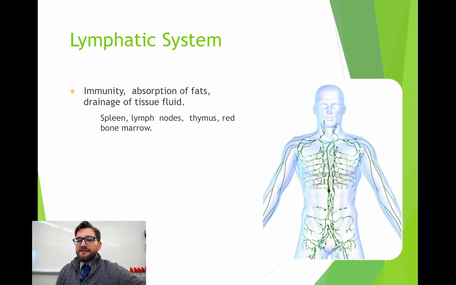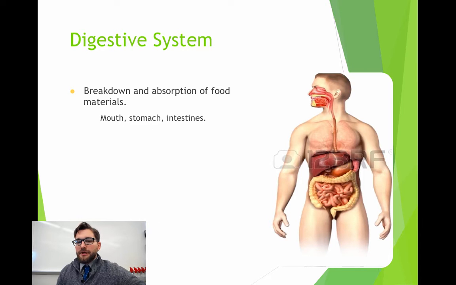The lymphatic system is the system that is responsible for immunity. It also helps in the process of the absorption of fats. It helps to drain the tissues of fluid. It includes the spleen, the lymph nodes, the thymus, and the red bone marrow. The digestive system is responsible for the absorption and breakdown of food. It includes the mouth, the stomach, and the intestines.